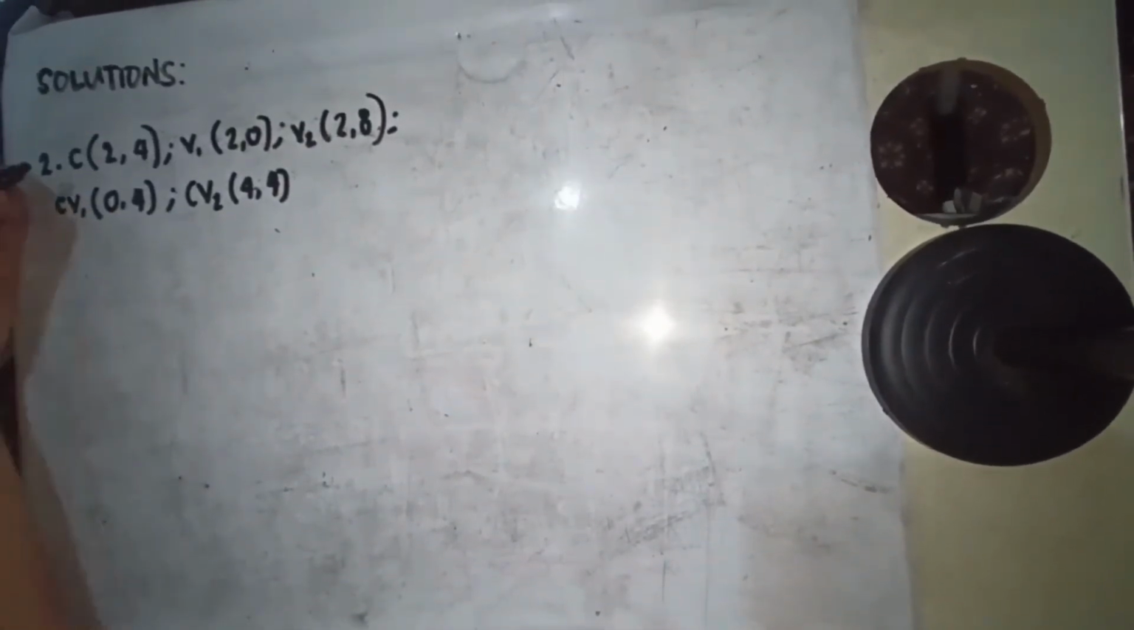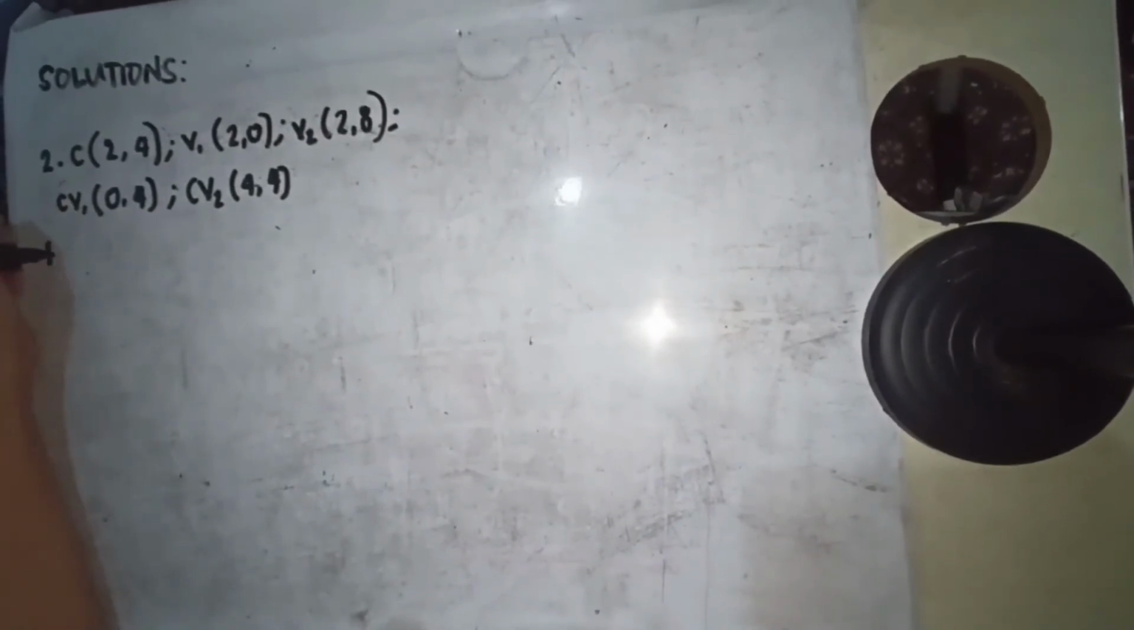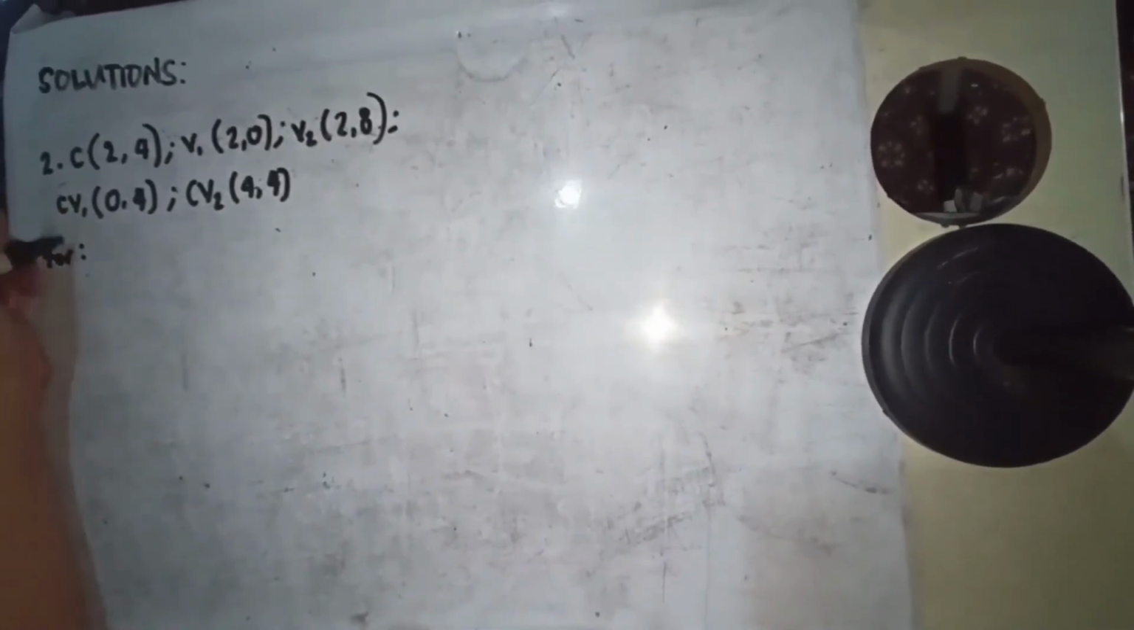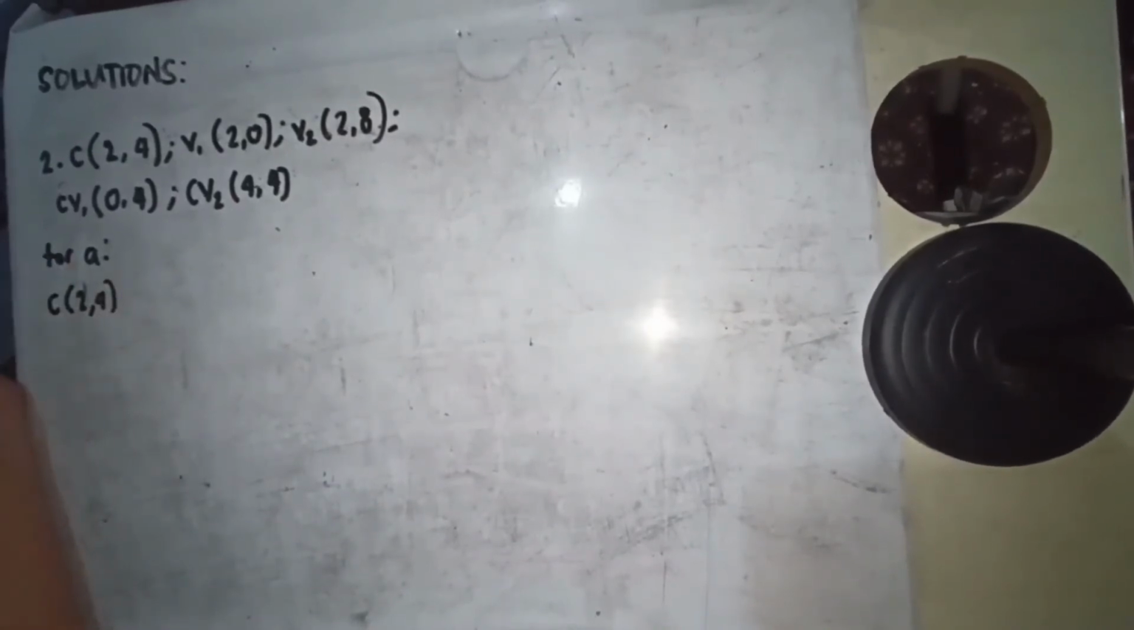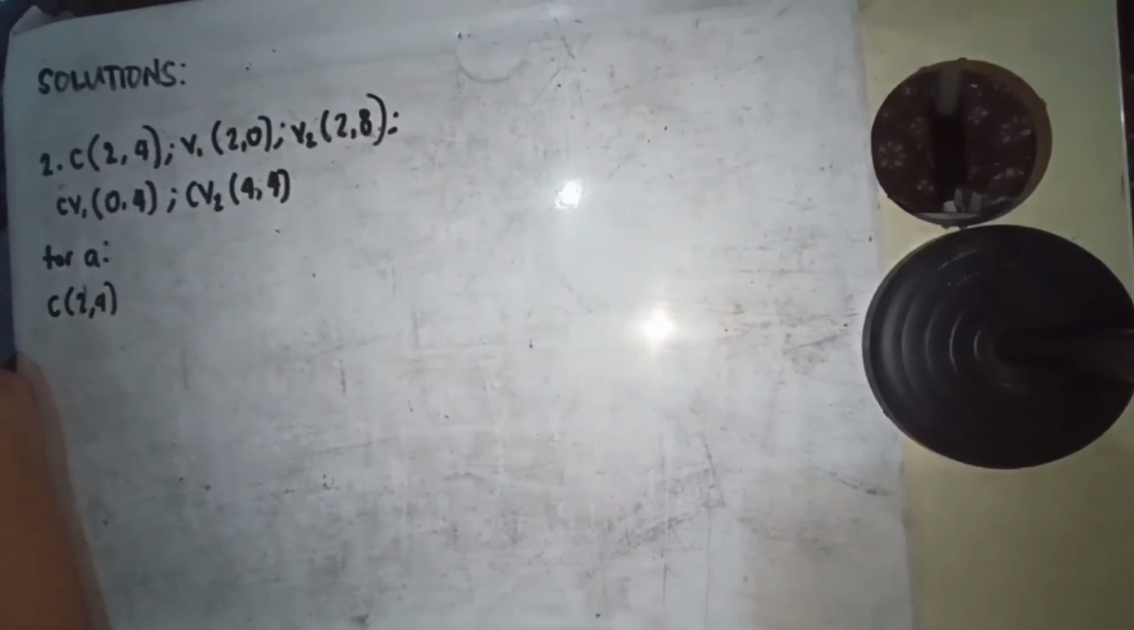So for our distance A, we just use the center. We have the center at 2 and 4 and one of our vertices.